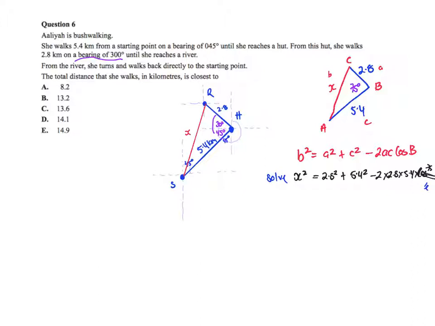So let's go. Alright, so I get x to be 5.4. So, boys, I've worked out that that's 5.4. So the total distance would be 5.4 plus 5.4 because there's two of them, plus 2.8. So what does that equal? I think 13.6.